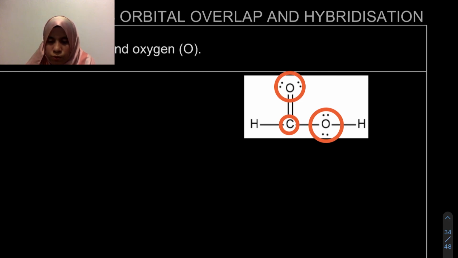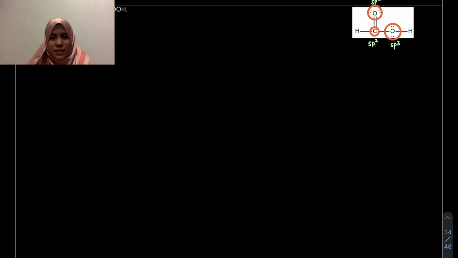Carbon ni, dia ada 1, 2, 3. So dia jadi 3 bonding pair. Dapat tak? Dia adalah sp2. Oksigen ni ada 1, 2, 3, 4. So kalau 4 dia adalah sp3. So kalau oksigen ni dia ada 1, 2, 3. So jadi sp. Kalau 3 sp2 lagi. So that's it for this video.